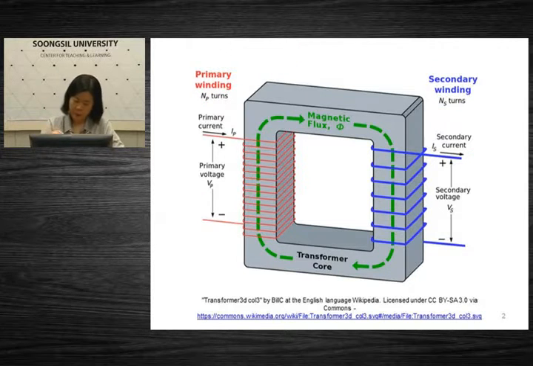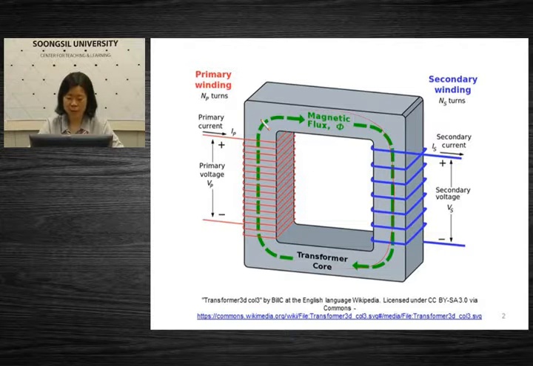Also, transformers usually have cores made from iron or iron-like material. This core is a corridor or path for the magnetic flux. The magnetic flux coming from the primary circuit will be transferred to the secondary circuit using this core.